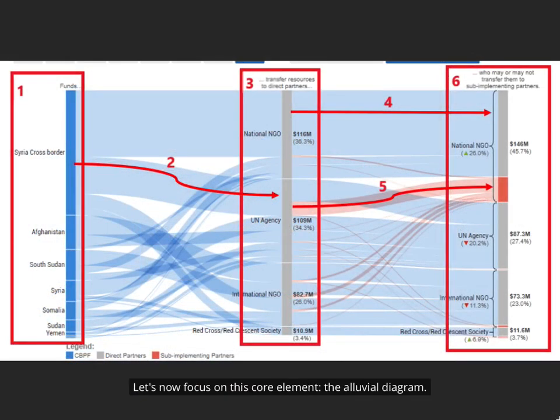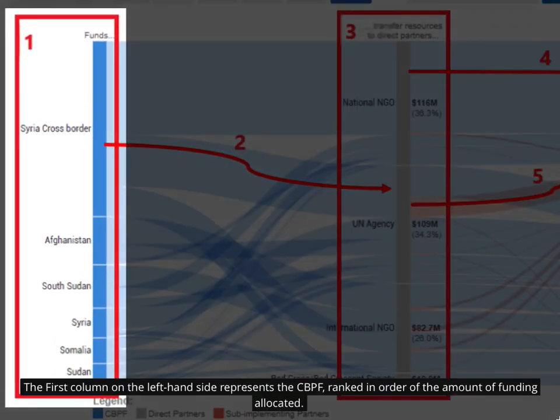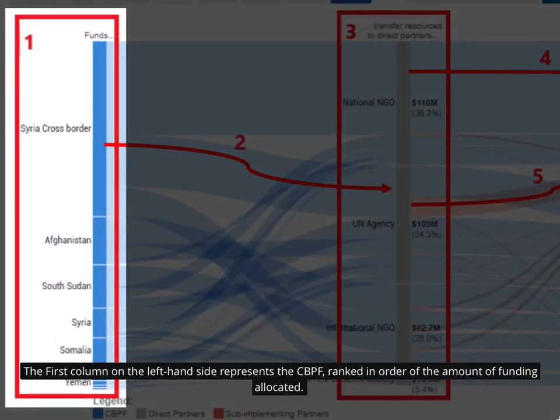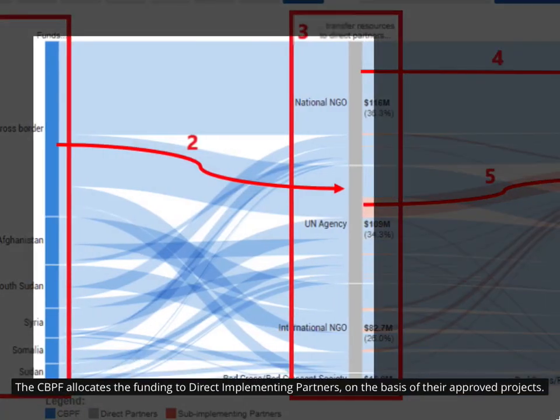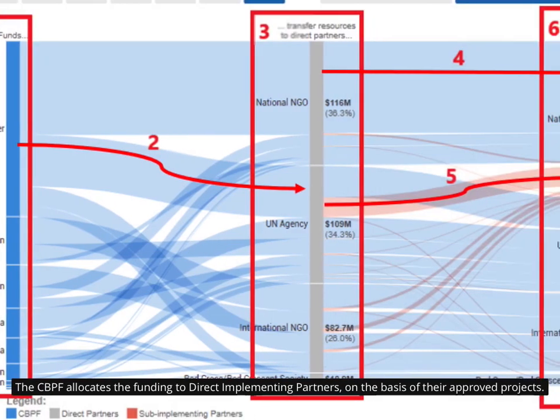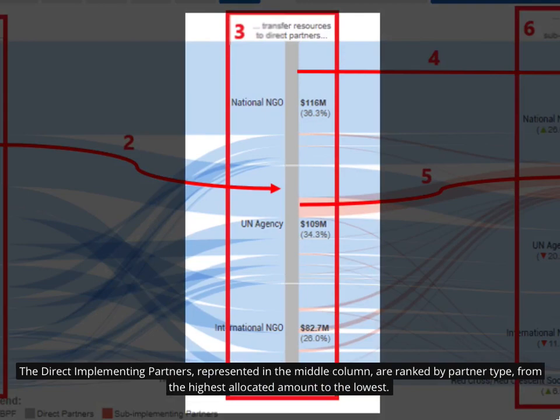Let's now focus on this core element, the alluvial diagram. The first column on the left-hand side represents the CBPF, ranked in order of the amount of funding allocated. The CBPF allocates the funding to direct implementing partners, on the basis of their approved projects. The direct implementing partners, represented in the middle column, are ranked by partner type, from the highest allocated amount to the lowest.